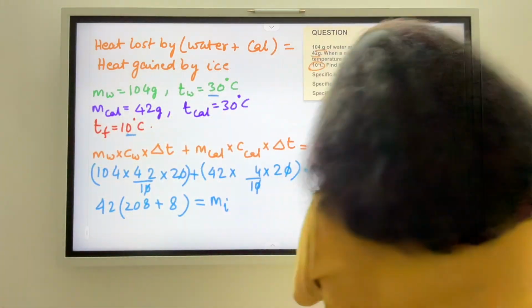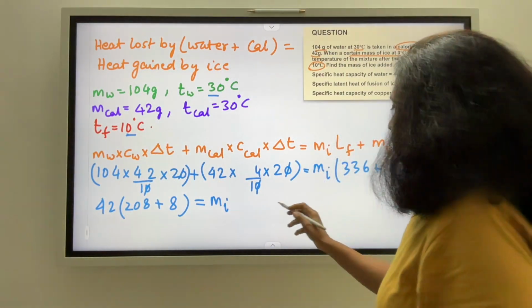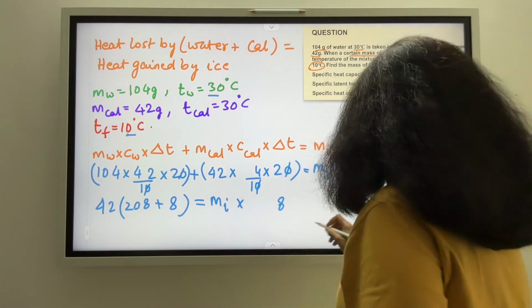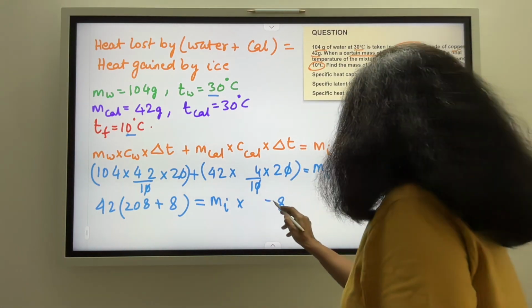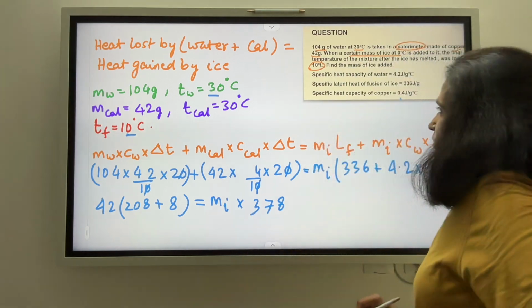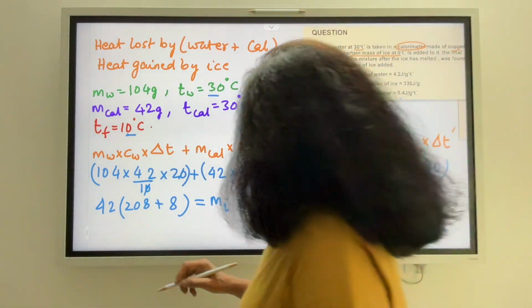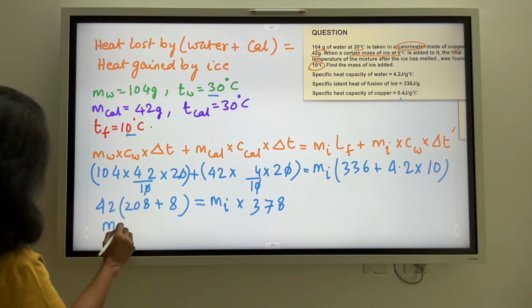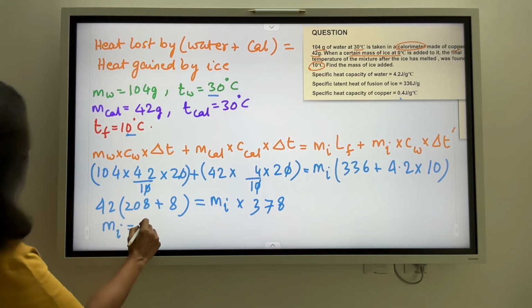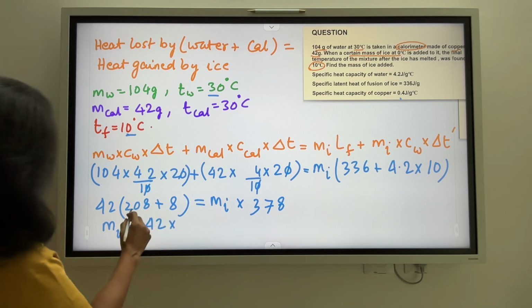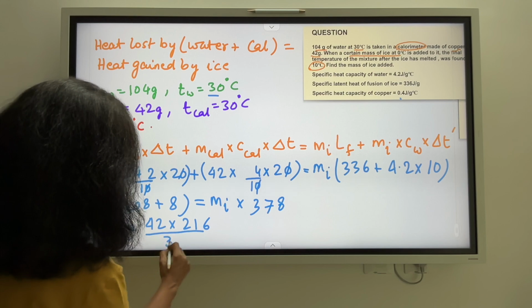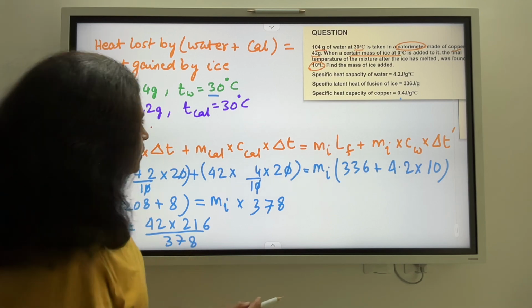336 plus 42. So how much do I have? So 6, 7, 8 and 4 and 3, 7, 378. Now I just need to find out the mass of ice. So my mass of ice is equal to, how do I calculate this? 42 into 216 divided by 378. अब इसकी कैलकुलेशन करनी है हमें.